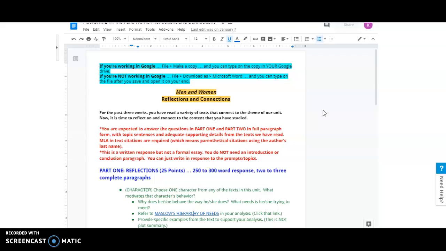MLA in-text citations are required, which means parenthetical citations using the author's last name. This is not a formal essay. You do not need an introduction or conclusion paragraph. You can just write in response to the prompts and topics. When I'm grading this, I am looking to see: did you introduce your topic? Are you concluding your paragraph? So basic writing fundamentals are taken into account here.